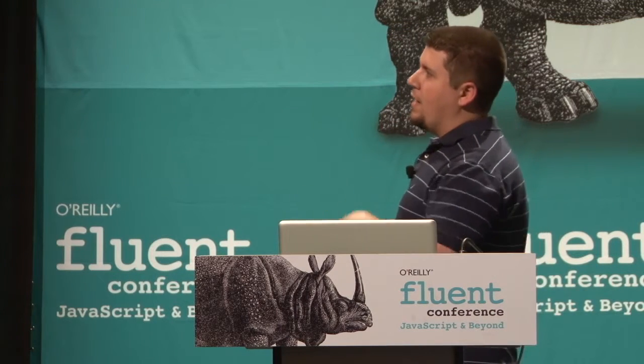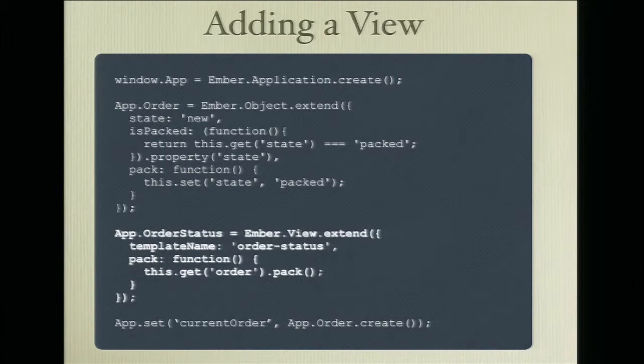So we're just going to add a view here called order status. And order status has a template name of order status, and it's going to have a function called pack on it. You'll notice that pack is getting order, and there's no order set here. You don't see an order property on the order status. We're actually going to set that inside of our template, just as an example.